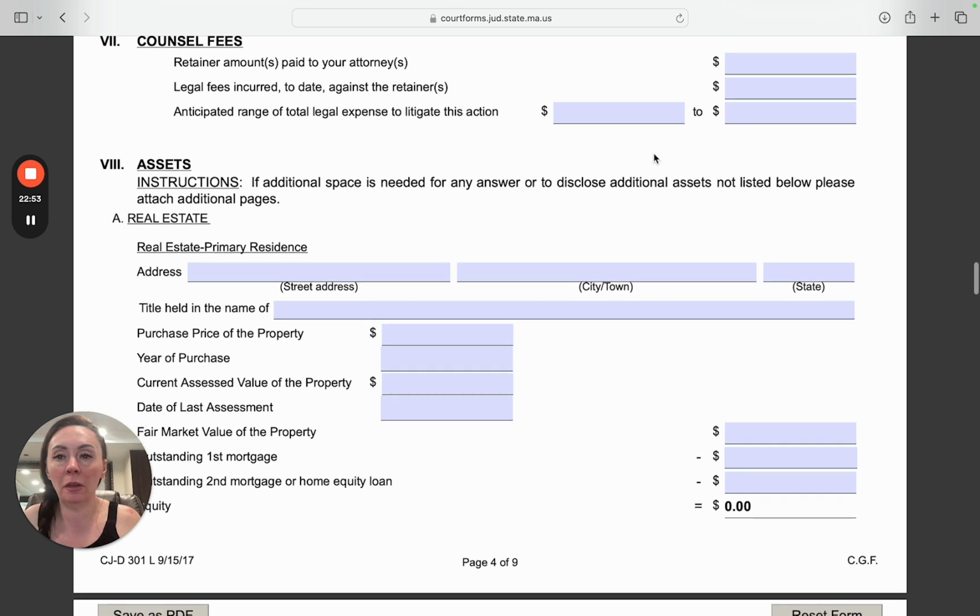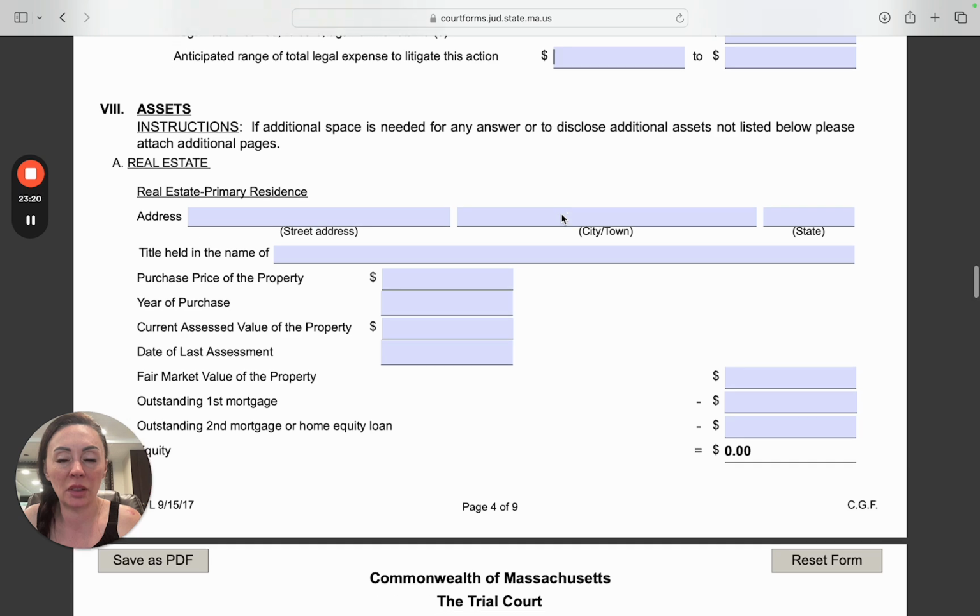Counsel fees, amount retainer paid to your attorney. Whatever your retainer was, go ahead and type that in. Legal fees incurred to date. Look at your most recent bill, or if you're not sure, ask your lawyer and they can put that figure in for you. Anticipated range, talk to your lawyer and figure out what that should be, but leave that section for them.